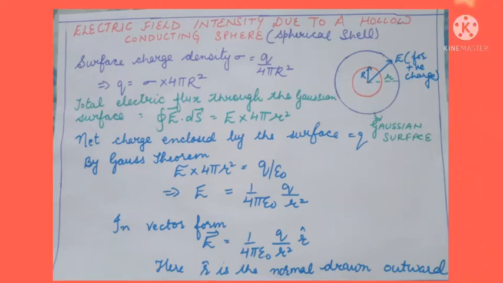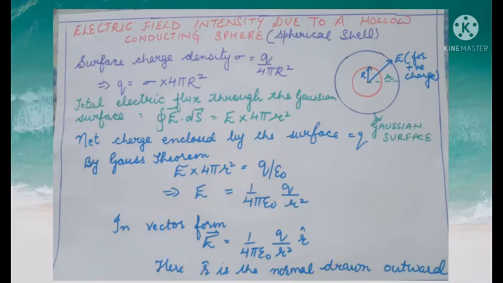Children, since electric field is a vector quantity, so it has some direction. So the direction of electric field is outward and is given by r cap. Children, the electric field in vector form ultimately comes out to be E vector equal to 1 over 4 pi epsilon naught q over r square into r cap. Students, this is the first application of Gauss law. I hope you have understood.